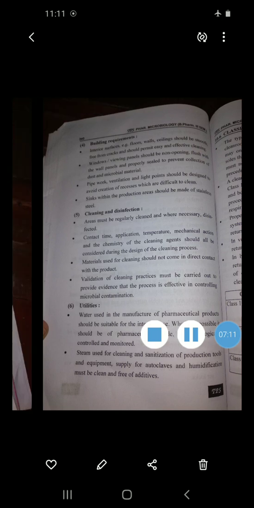Here we can see the clean rooms and their properties. First, class 10,000.